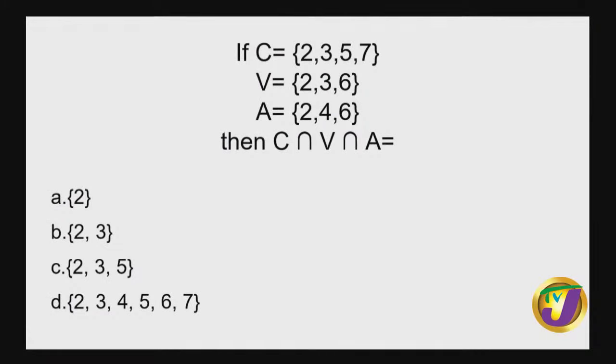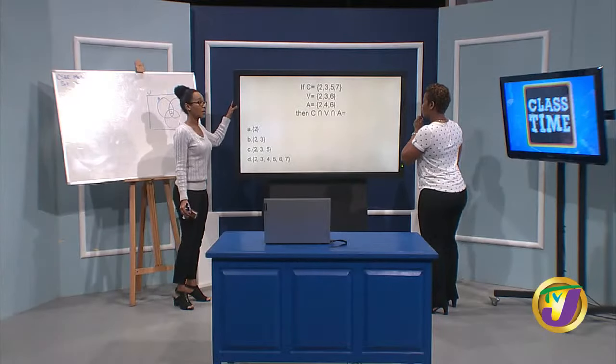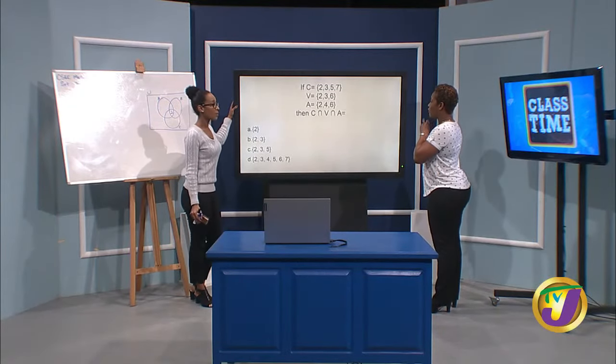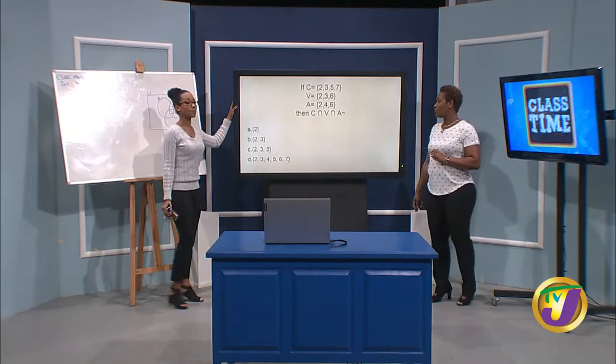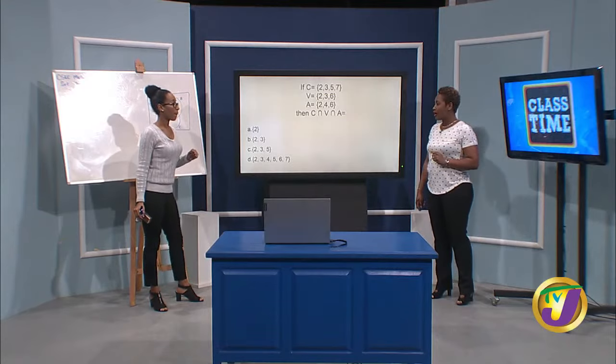And set A is 2, 4, and 6. Guess what? It's still intersection here. So let's see C now. C intersect B intersect A. So let's see. 2. You sure? What about 6? I'm seeing 6 and I'm seeing 3. Yeah, but it's only in 2 of them. You see, they have to be in all 3 of them. So those are out. So it's just 2. Just 2. All right. So just 2, that's option A right there.